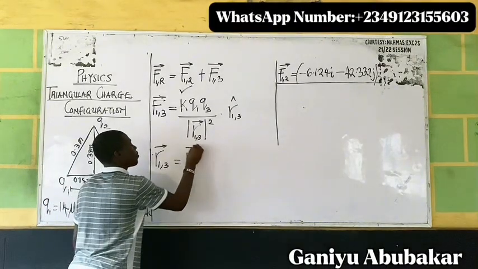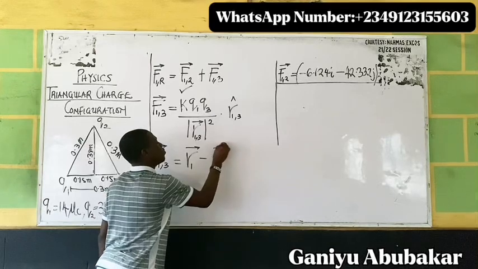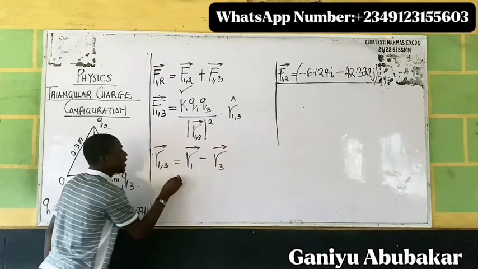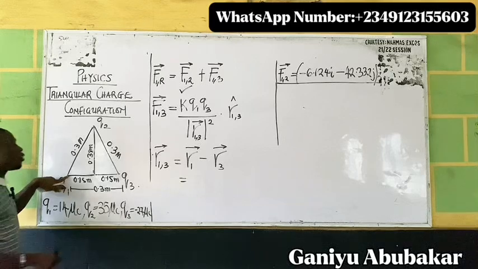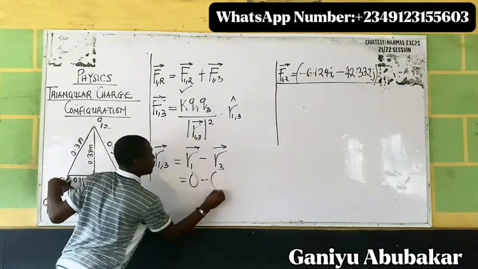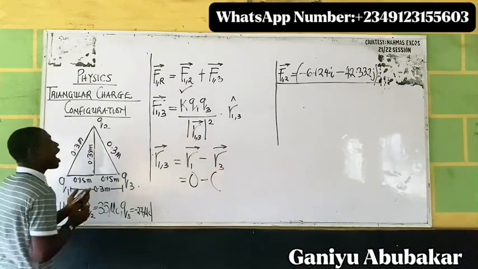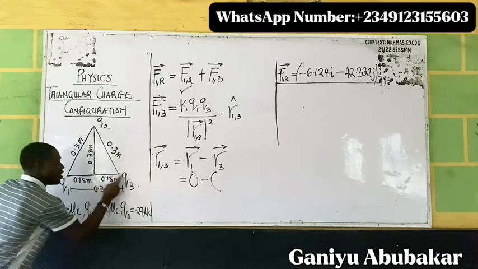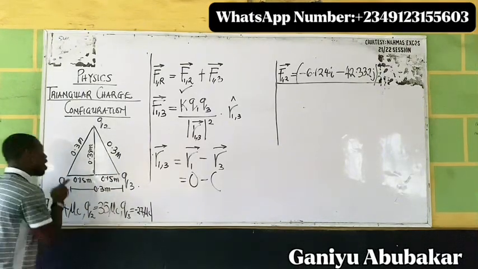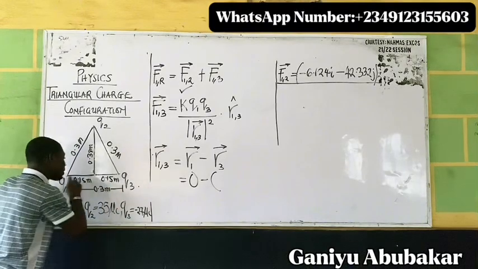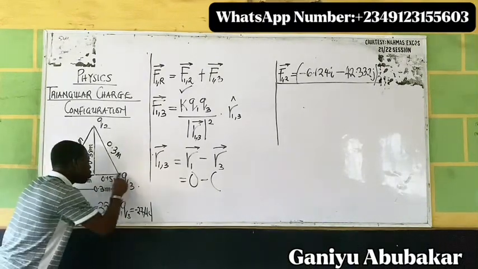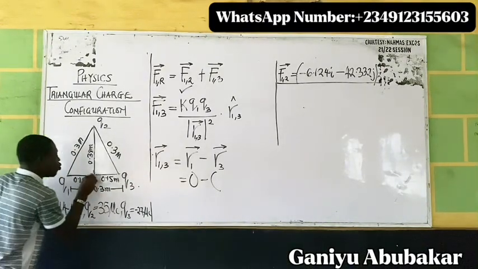R1 minus R3. Let's get the value of R1. R1 is this point here and it's 0. 0 minus, in a bracket, R3. Here's my 3 here, and from R1 to R3 I am moving perfectly horizontal, as you can see. This is a perfect horizontal.